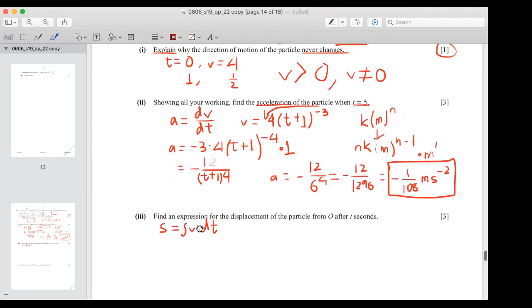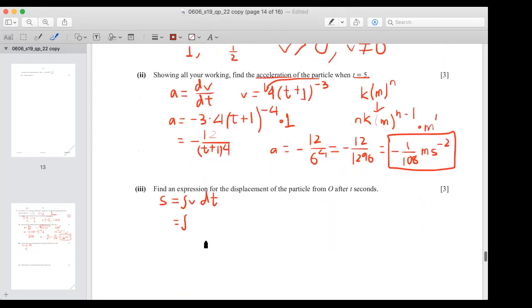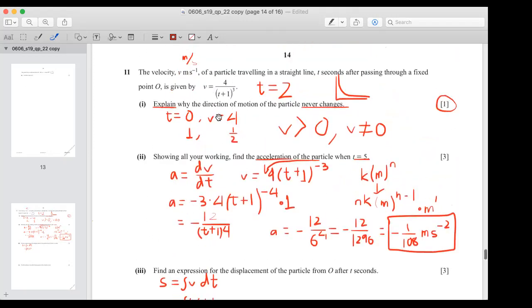So if you want to find the integral of v, the integral of v is this equation. We just use this equation because the other one is too complicated. This version is much simpler to work with, instead of doing this as a fraction.